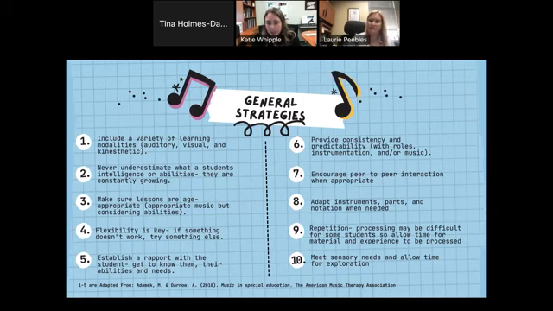We definitely want to encourage peer-to-peer interaction when it's appropriate, and really think about how we can use those peers in the classroom, because not only is it beneficial for the student who needs support, it's a really good learning experience for the student who's also helping them.